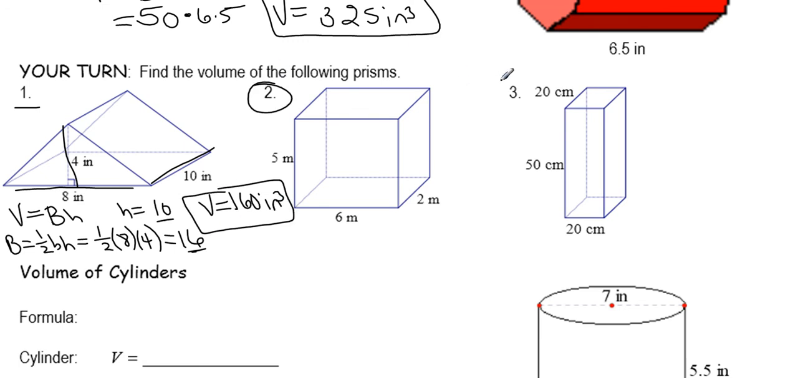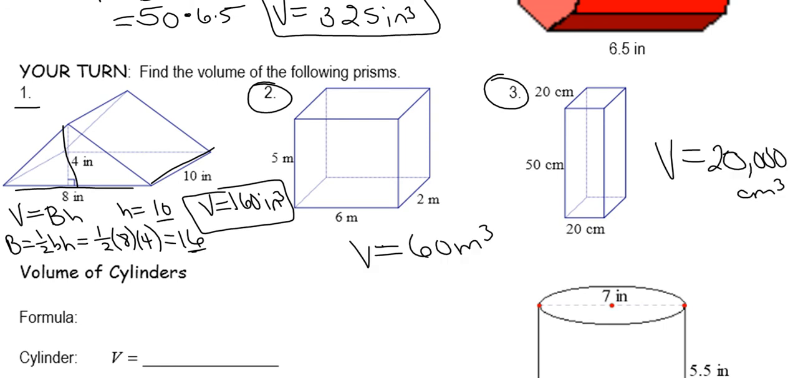Alright, I'd like you to pause the video and try number 2 and 3 on your own to see if you get the values I get. Number 2, you should have gotten 60 cubic meters, and number 3, we should have gotten 20,000 cubic centimeters. If you didn't, raise your hand or ask a neighbor.